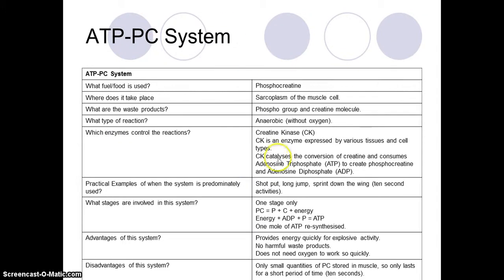This slide's really important. Don't start copying it down. I will give you a copy of that so that you can stick it in your textbook, but it basically tells you what fuel is used, where it takes place, and what the waste products are. I've got one of them for each of the 3 energy systems that you'll find really useful.